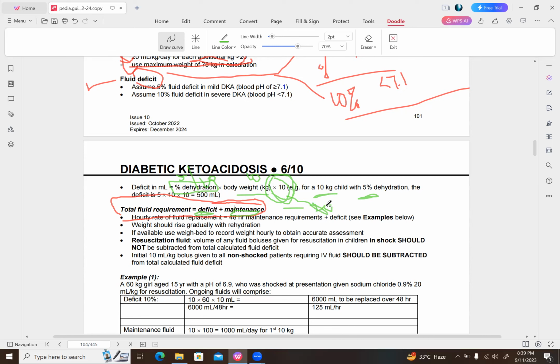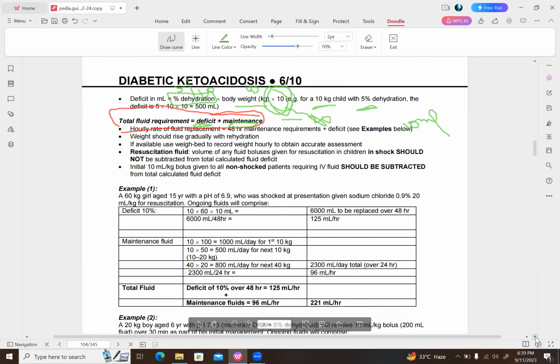And sorry, you don't subtract in case of shock, but you have to subtract that 10 ml which in case of non-shock you have given as the bolus. That you should subtract. This is now easy.